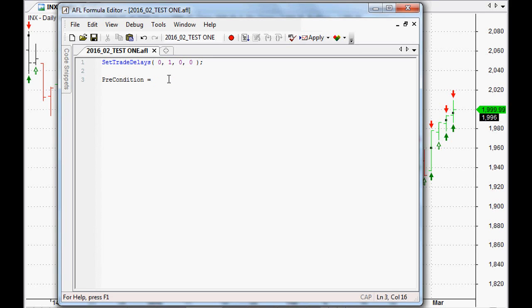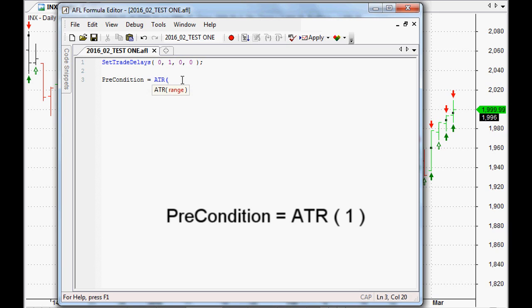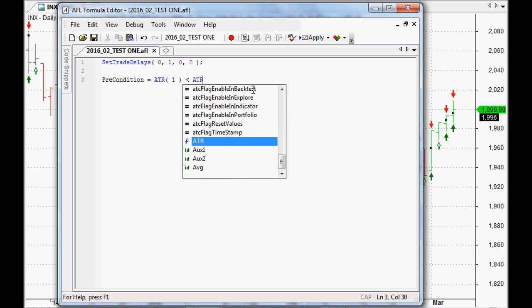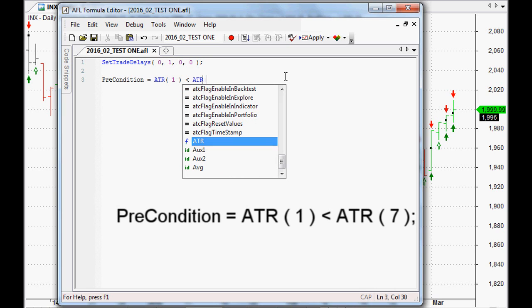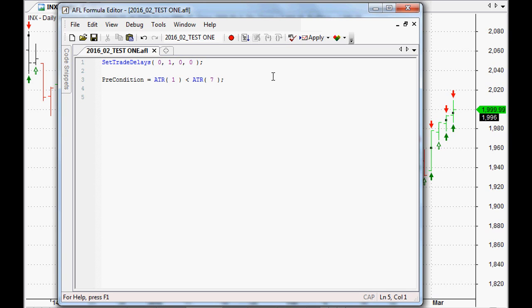And that's quite easy to do using a very simple tool called average true range. The symbol for it is ATR. It turns blue, so Amibroker recognizes it, and we open up our bracket. Now the range we want, let's start with just that 1 day range, because we want the 1 day range to be less than the average range of the last 7 days. So how would we do the average range of the last 7 days? ATR, open up our bracket, 7. Very simple stuff. Close that off with a semicolon, and so now we have our precondition ready.